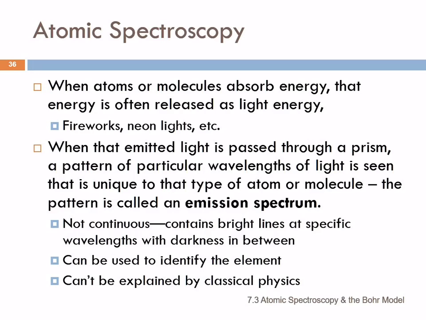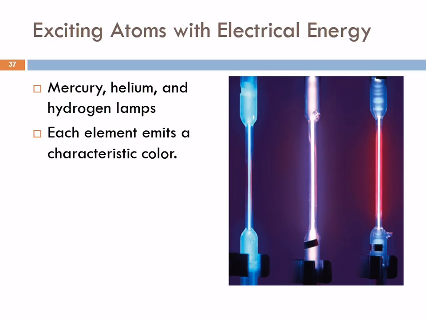If we take that light that's given off by these elements and pass it through a prism, instead of seeing a continuous rainbow like we see with sunlight, we see lines instead. And that's called an emission spectrum, because it's the emission of light from an atom or a molecule. It's not continuous. It gives us almost a fingerprint of the element, and it can actually be used to identify the element. Classical physics cannot explain what's going on here.